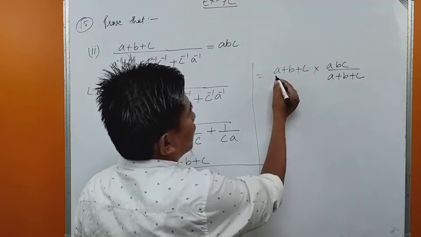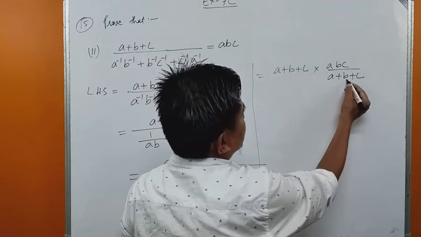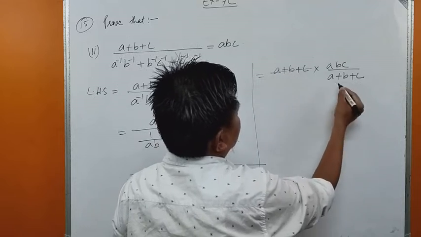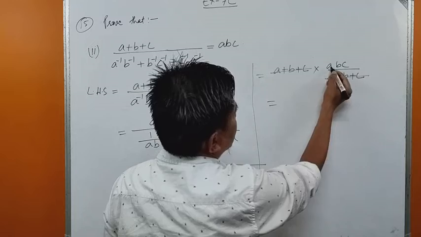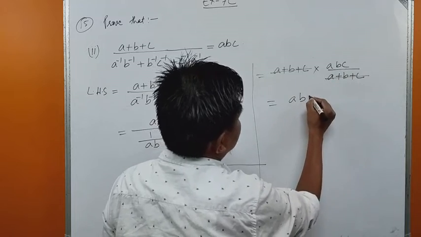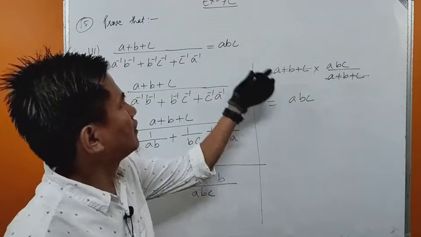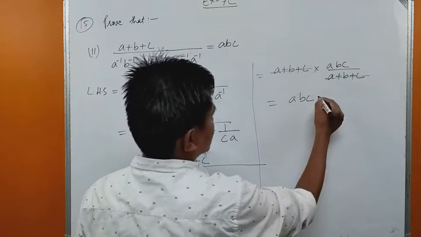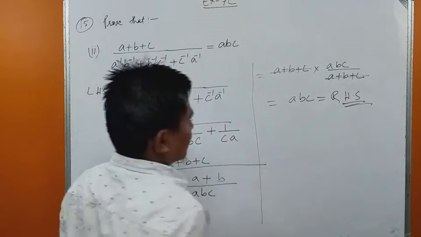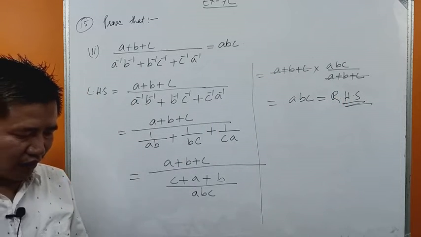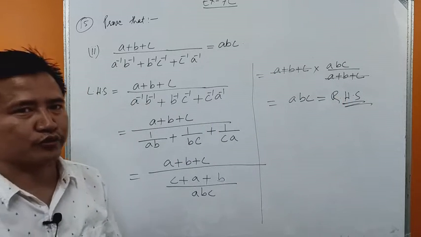Now we have A plus B plus C in the numerator and A plus B plus C in the denominator, so we can cancel this because there is a multiplication sign. Now we have ABC remaining, isn't it? So this is ABC. ABC is on the right hand side, hence proved, LHS equals RHS. I hope you got this. Now let's move on to the next question.